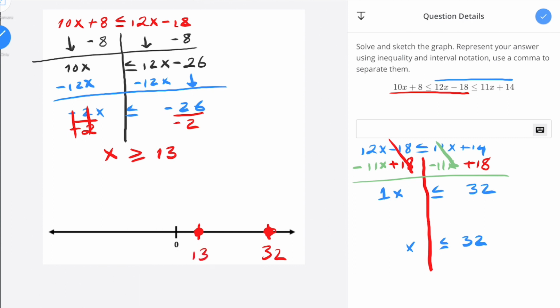All right, so this is how you read this. x is bigger than or equal to 13, which means it's moving this way. And over here, x is less than or equal to 32, so it's going this side. So the shaded part is between the two values. So that's your graph.